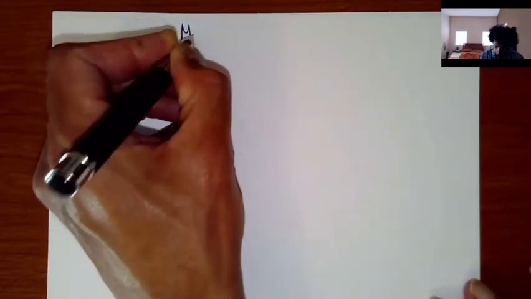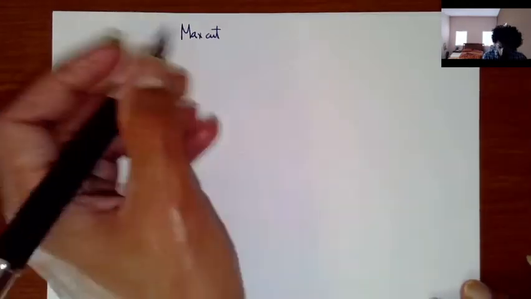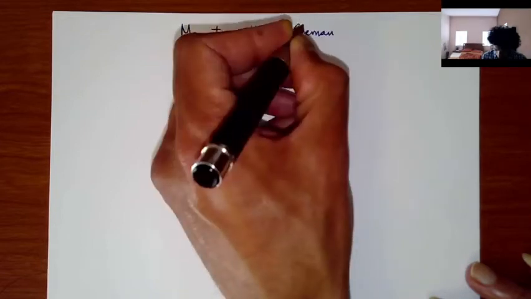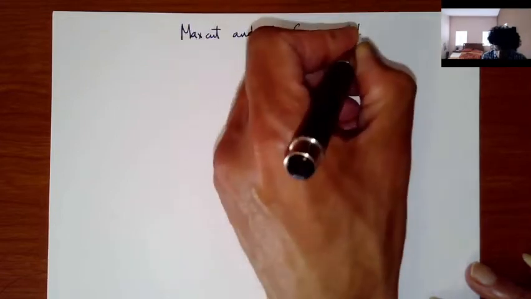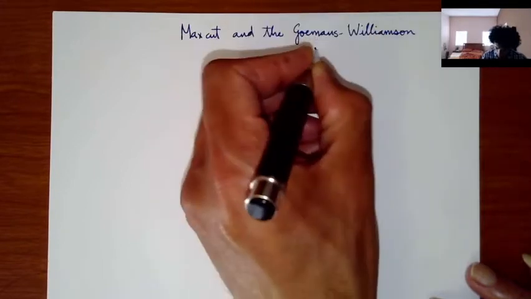The topic for today is another classic result in using relaxations for combinatorial algorithms, and that is the problem of Maxcut and the Goemans-Williamson relaxation.